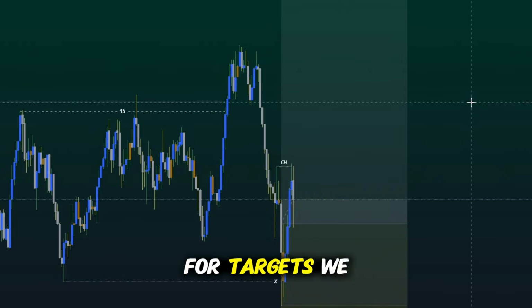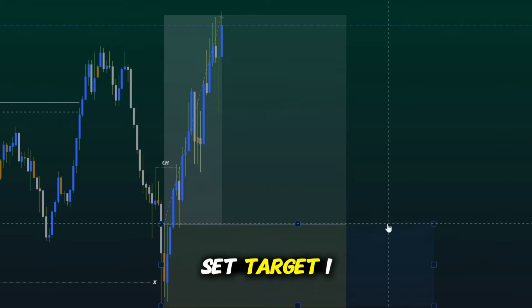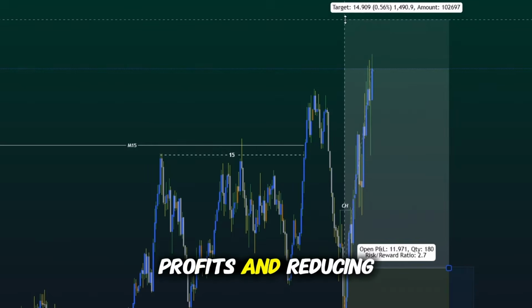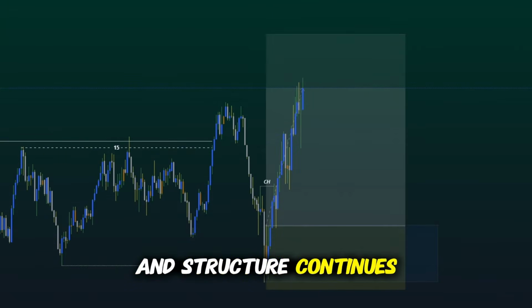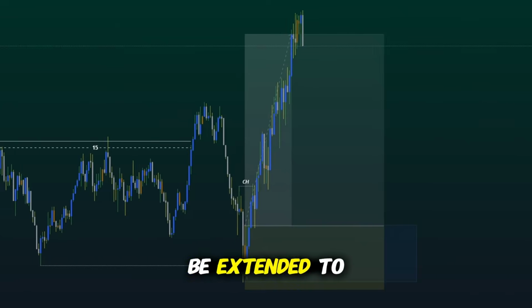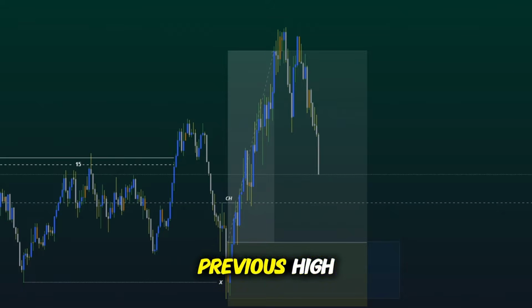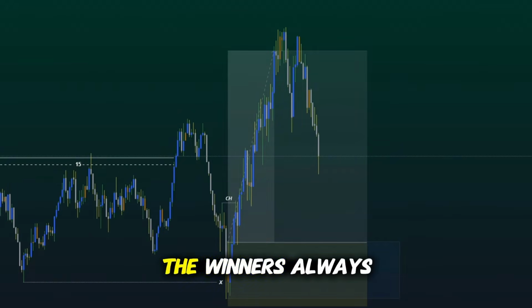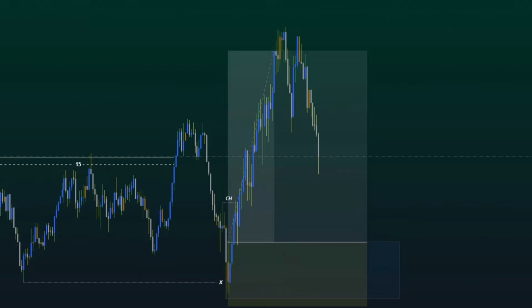For targets, we always think in terms of risk to reward. You can safely set target 1 at a 1 to 2 risk to reward, locking in partial profits and reducing risk. If momentum remains strong and structure continues to hold, target 2 can be extended to 1 to 3 or even higher, aiming for the next liquidity or previous high. This way, even if not every trade wins, the winners always outweigh the losses. That's how consistency is built.